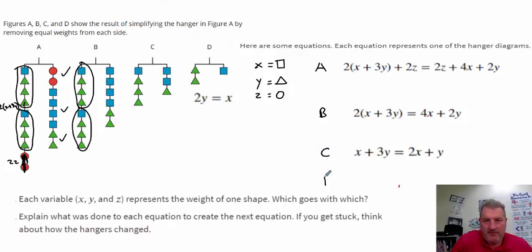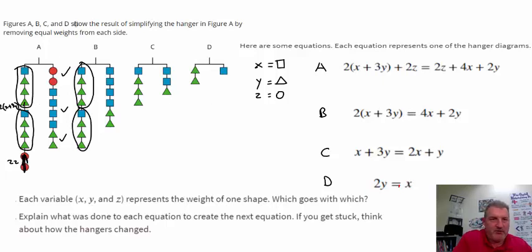And then D is the last one. Okay, so let's look at this last question down here. It says, explain what was done to each equation to create the next equation. So what was done here to right here to get this equation?